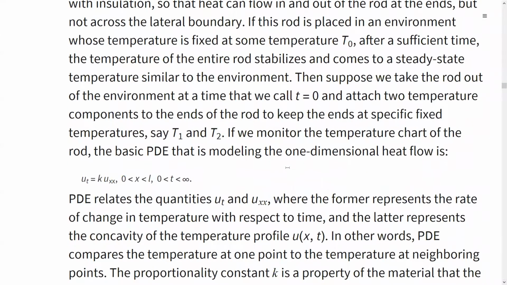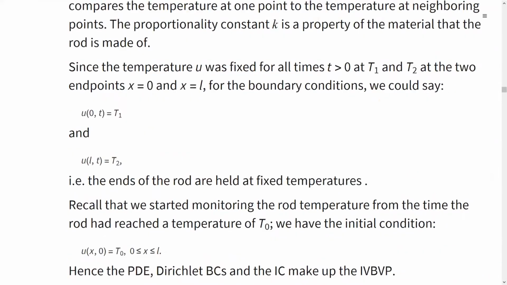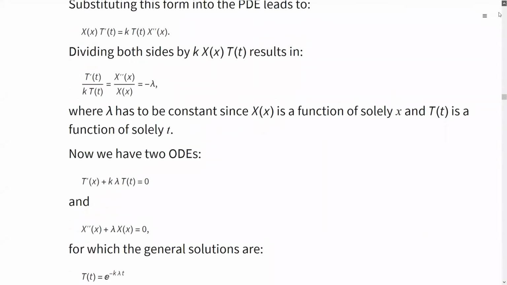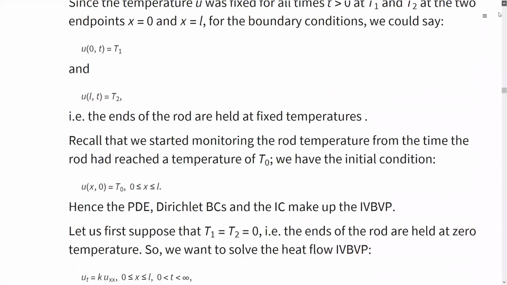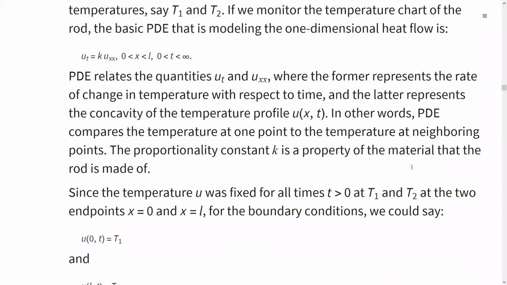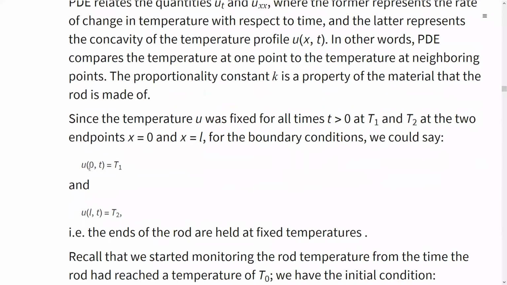The basic PDE that is modeling the one-dimensional heat flow is this equation. Since the temperature u was fixed for all times t greater than 0 at T1 and T2 at the two endpoints, x equals 0 and x equals L, we have these boundary conditions. So when x equals 0, we have T1, and when x equals L, on the right-hand side, we have temperature T2.